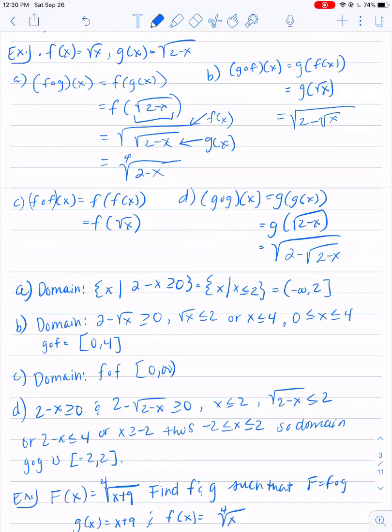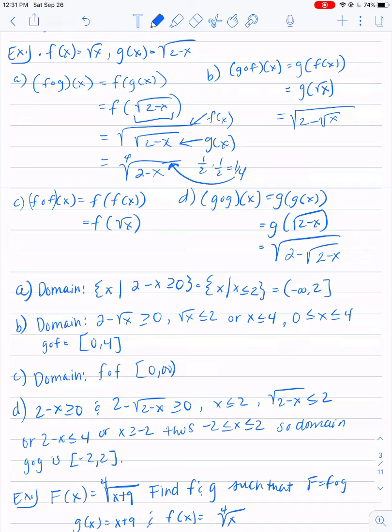To combine the square roots, we're just doing 1/2 times 1/2, which is 1/4. So that's why our root is to the 4th. Okay, B is g composed with f of x. So we're going to plug square root x into g. Every time we see an x in our g of x, we're plugging in square root x. So it's square root of 2 minus square root x.